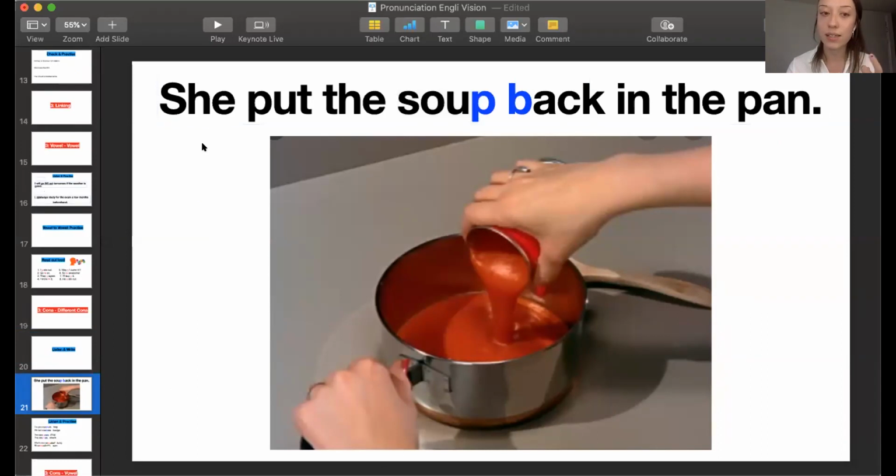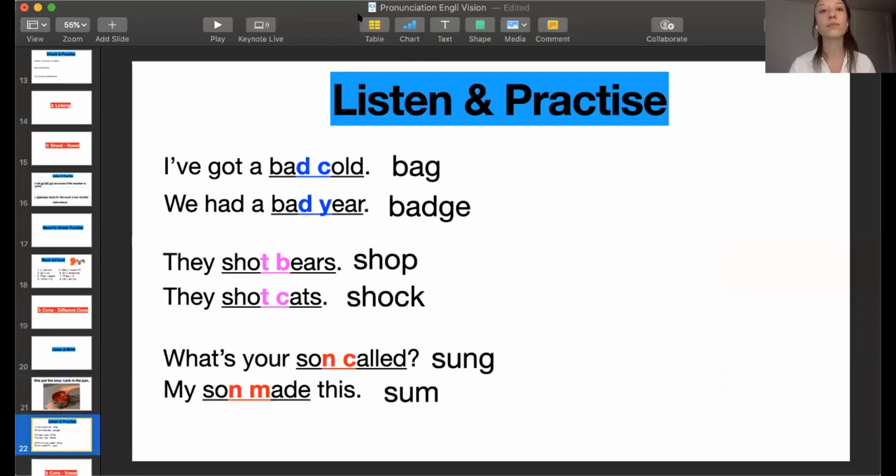So listen to the sentence. She put the soup back in the pan. She put the soup back in the pan. Because we have two different consonant sounds together, the first word changes. Example here. I've got a bad cold. Bad cold. Doesn't sound like bad, but it's good to recognize the overall sound and not focus on individual words sometimes.